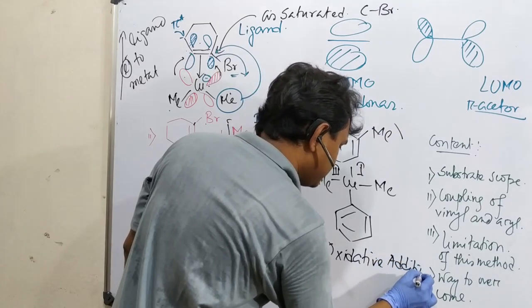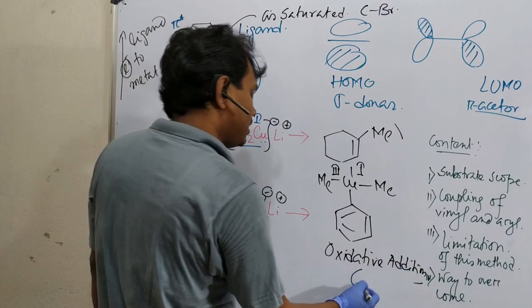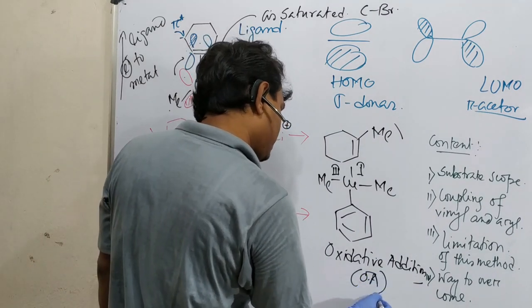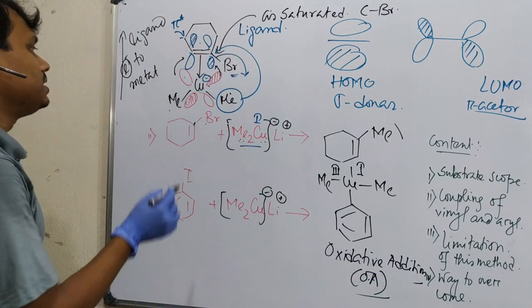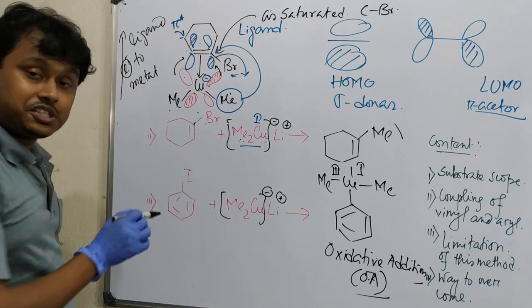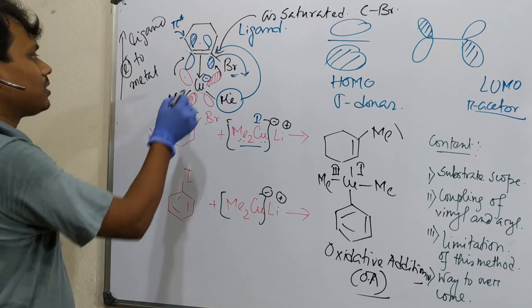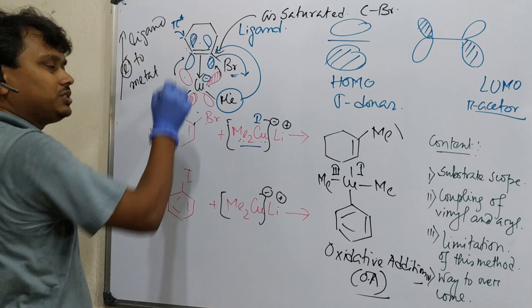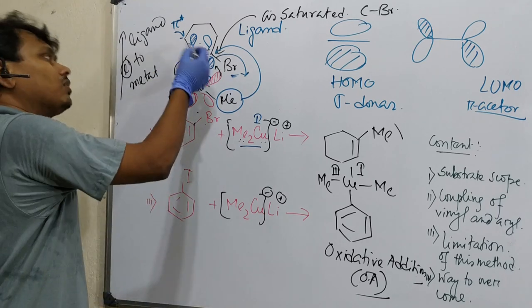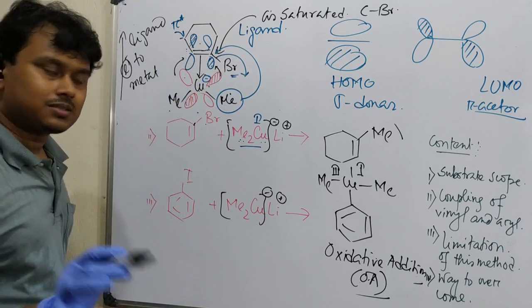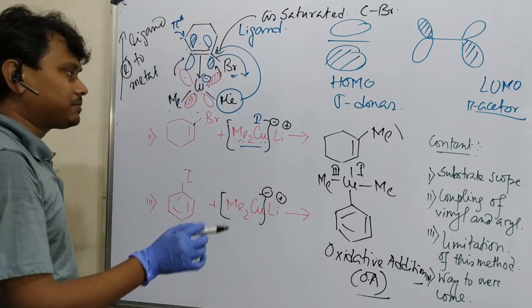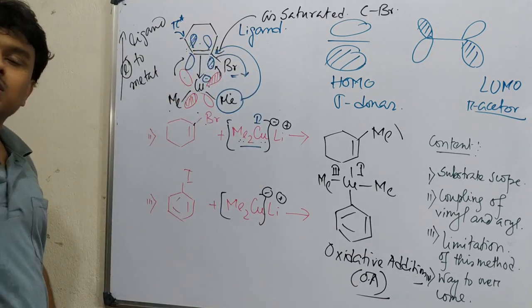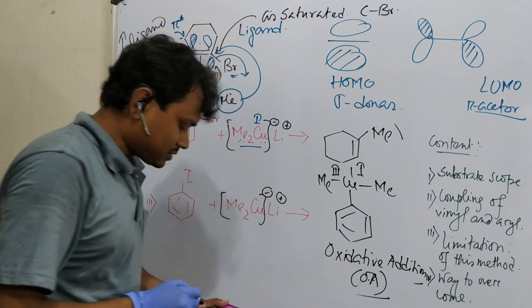In the near future, I shall upload palladium chemistry, cross coupling reactions, and I shall explain there. Here also this is an oxidative addition. Why am I saying that? Because when copper donates 2 electrons to this center, oxidation occurs, but that is not isolated. That is also like that process. So again it takes back. So what happened? This is oxidative addition.